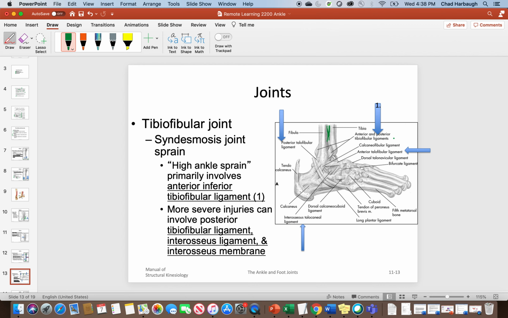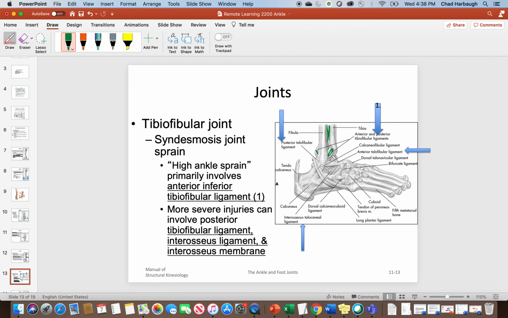And then we also see the anterior and posterior tibiofibular ligaments. So we have one here, this is the anterior tibiofibular ligament, and then we have the posterior tibiofibular ligament. So in a high ankle sprain, these ligaments get stretched or strained, and it tries to pull the fibular joint away from the tibia, which then stretches out the interosseous membrane. This area would be what we consider to be the area for a high ankle sprain.